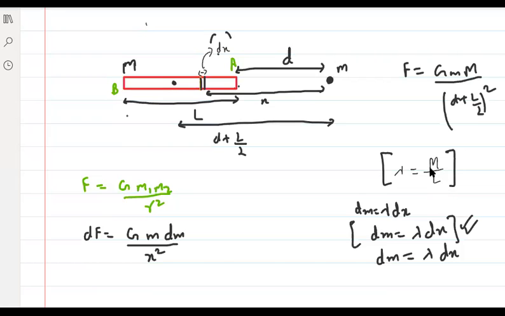Sneha, dx is just a variable, right? Tell me, yes or no? You can write it as dl, it doesn't matter. I can use any variable. X is a variable. If I'm taking this distance as x, that's why I'm taking this small part as dx, because this dx is changing. I'm taking the whole distance as x.